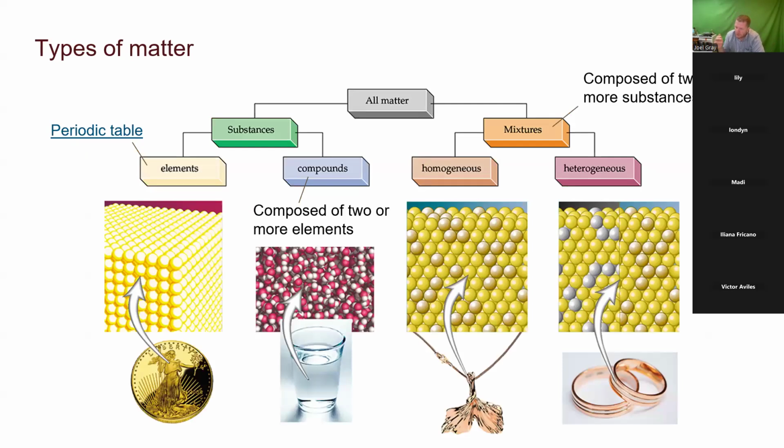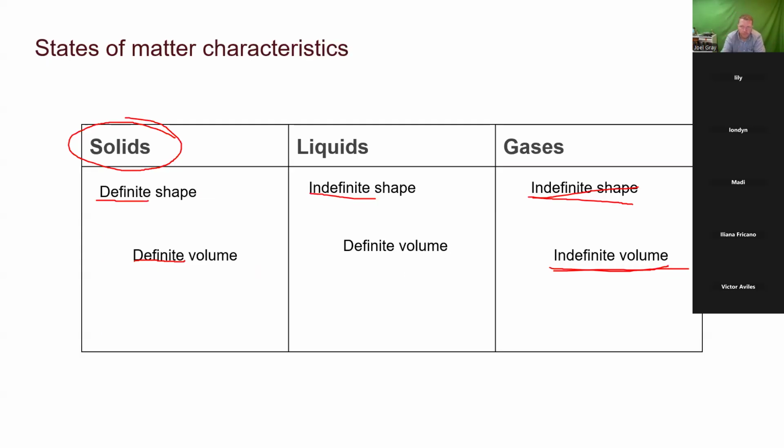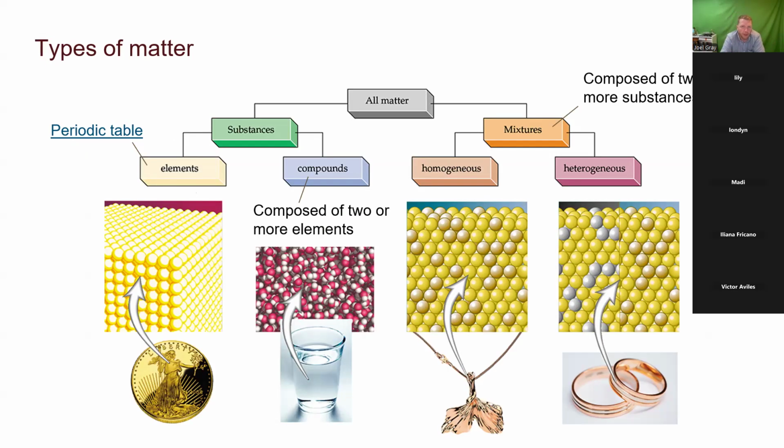Okay. So solids, liquids, and gases. These are different characteristics of matter. Now, every type of matter is going to fall into two different categories. It's either going to be a mixture or it's going to be a substance. A mixture is composed of two or more substances, whereas a substance is either going to be an element or a compound.